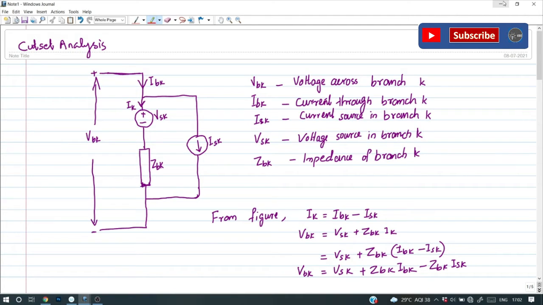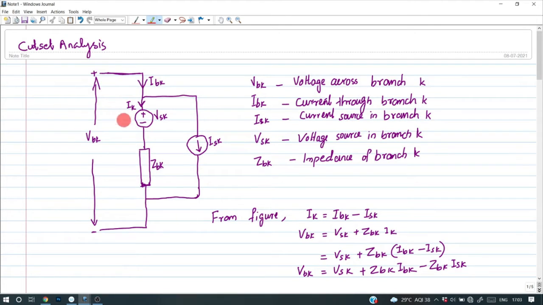As we have already seen, network elements or branches in general can have a series combination of voltage source and impedance, and across this combination a current source is connected. For that, let's consider the kth branch element. The voltage across the kth branch element is VBK. Current through the kth branch element is IBK. The voltage source in branch K is VSK. Current source in branch K is ISK, and impedance of the branch is ZBK.